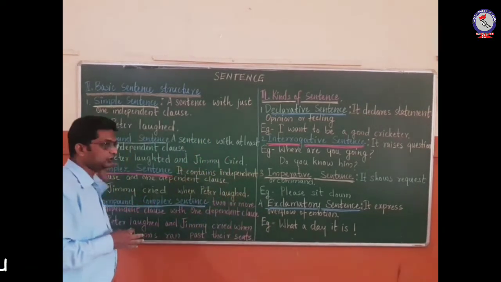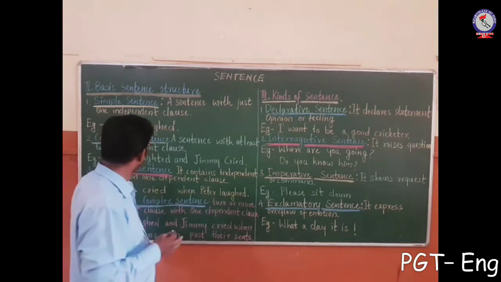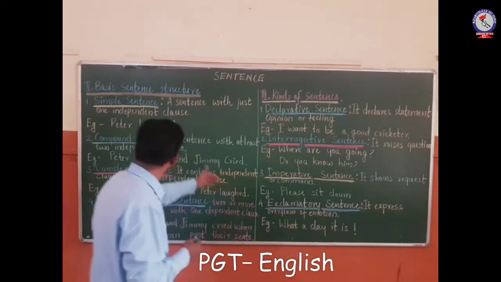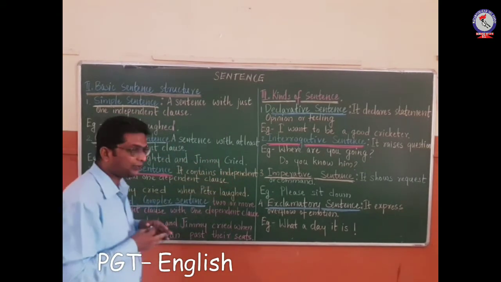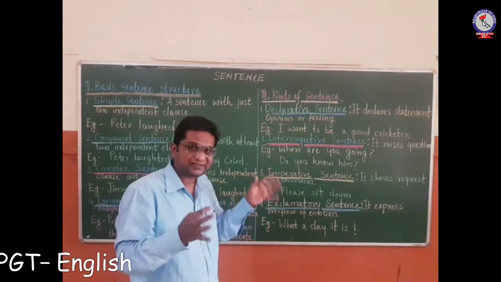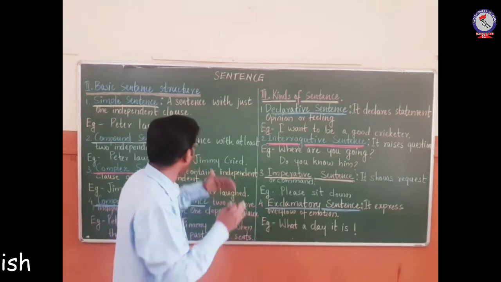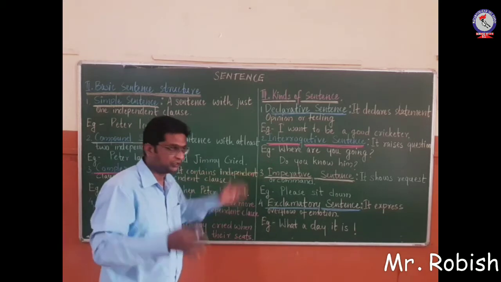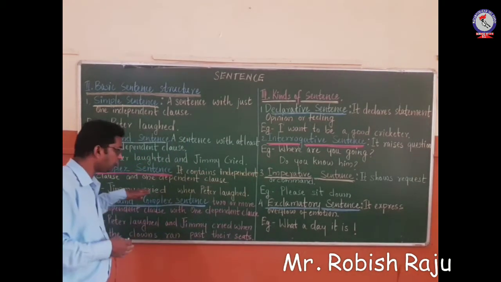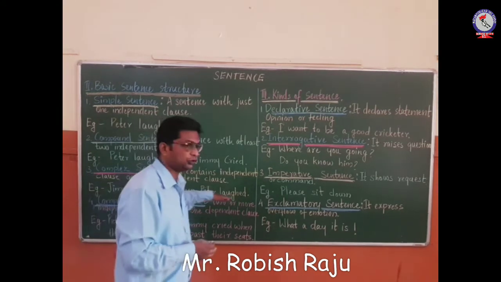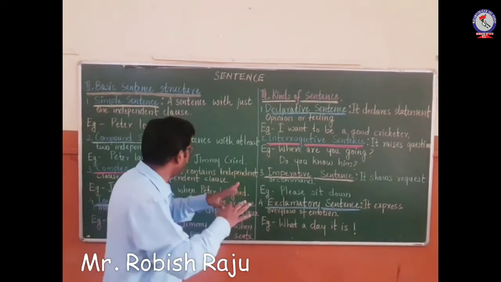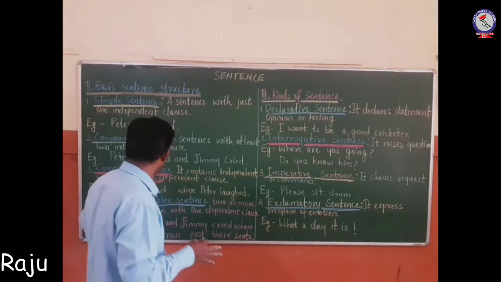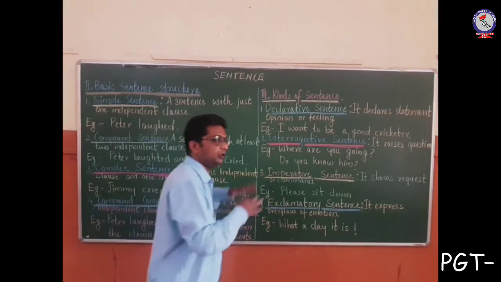Let's move on to the third sentence structure. Complex sentence. It would contain an independent clause and one dependent clause. In a complex sentence structure, there will be an independent clause as well as one dependent clause. Let's see the example. Jimmy cried when Peter laughed. You see here the mixture of an independent clause and one dependent clause. Jimmy cried when Peter laughed.